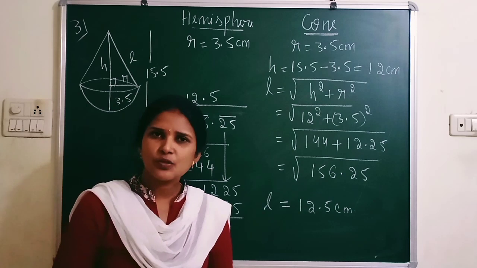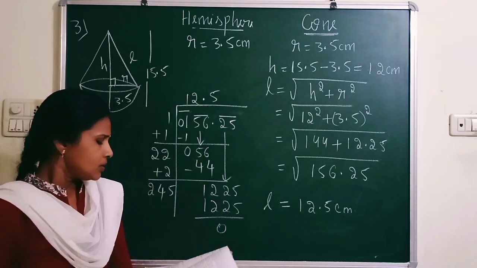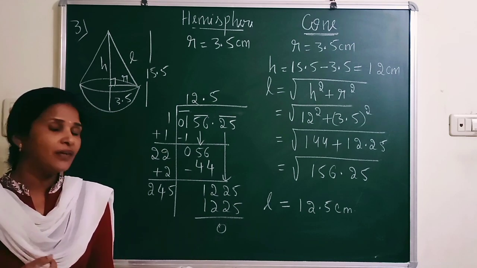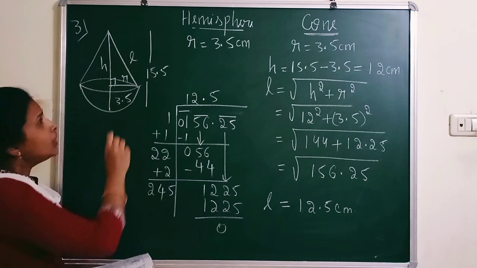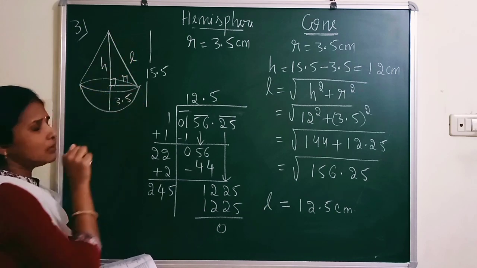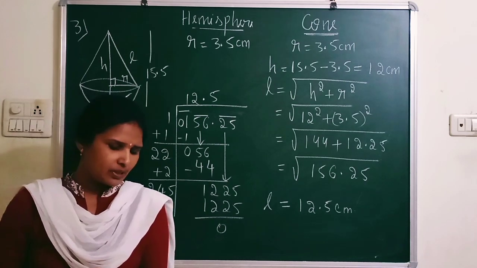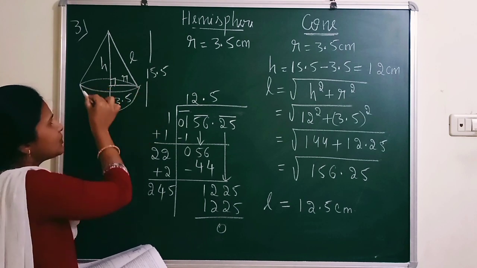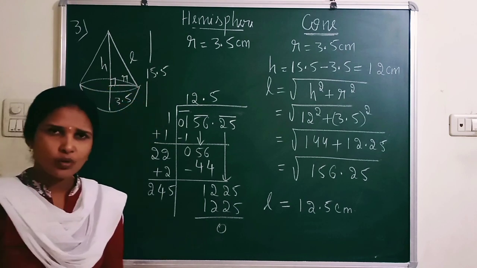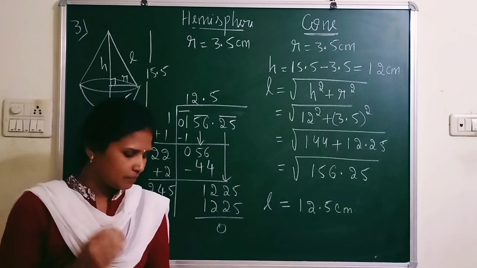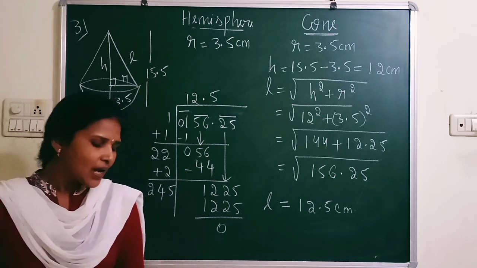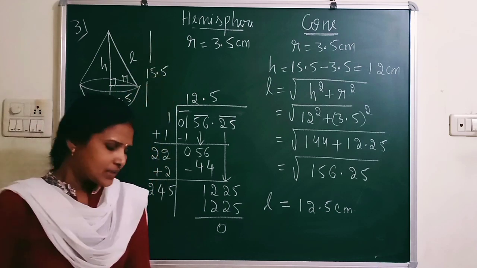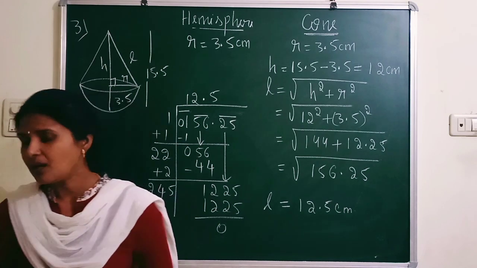Now let us continue with the next question, question number 3. Read the question. A toy is in the form of a cone of radius 3.5 centimeter. So this is a toy which has a cone of radius 3.5 centimeter mounted on a hemisphere of the same radius. So the radius of the cone and the radius of the hemisphere are the same. Next, the total height of the toy is 15.5 centimeter. He is asking to find the total surface area of the toy.